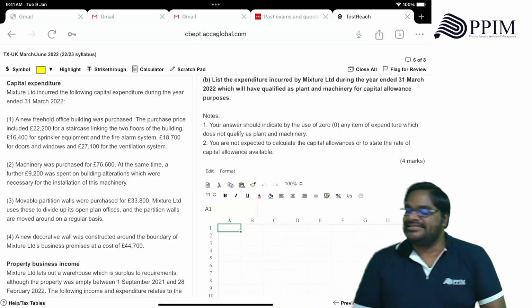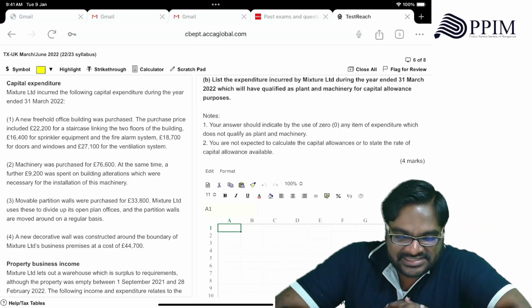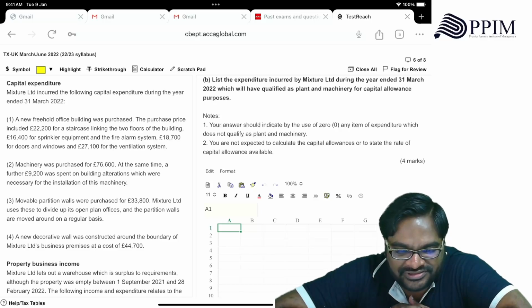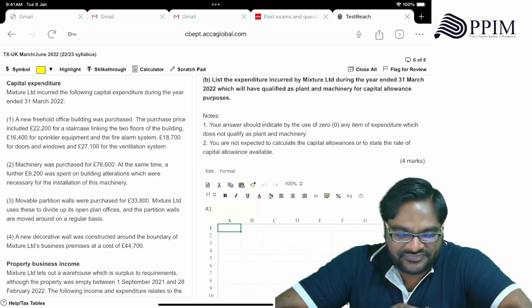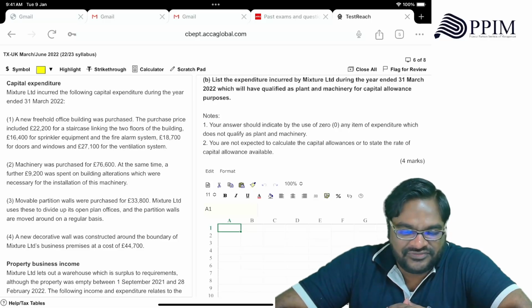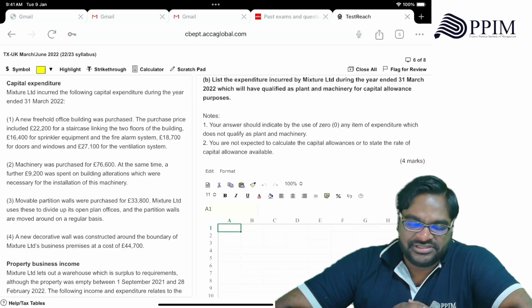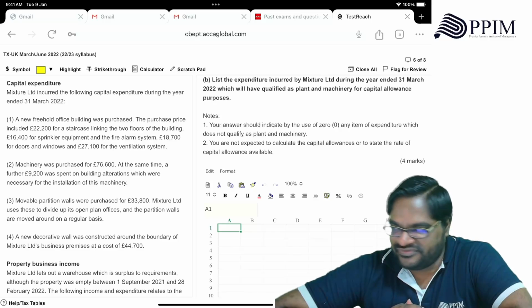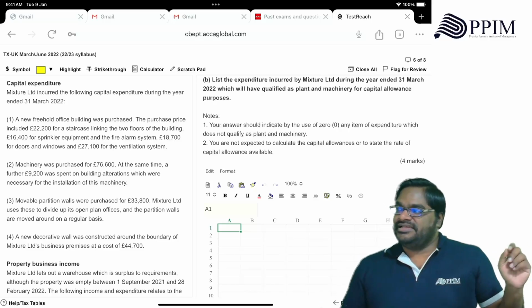Okay, guys, please share your answers with me. I only got one online, one physical. Let's see. New freehold office building was purchased. The purchase price included 22,200 for a staircase, linking the two floors of the building, 16,400 for sprinkler equipment and fire alarm system, 18,700 for doors and windows, and 27,100 for ventilation system. So here you have to separately give for each asset.